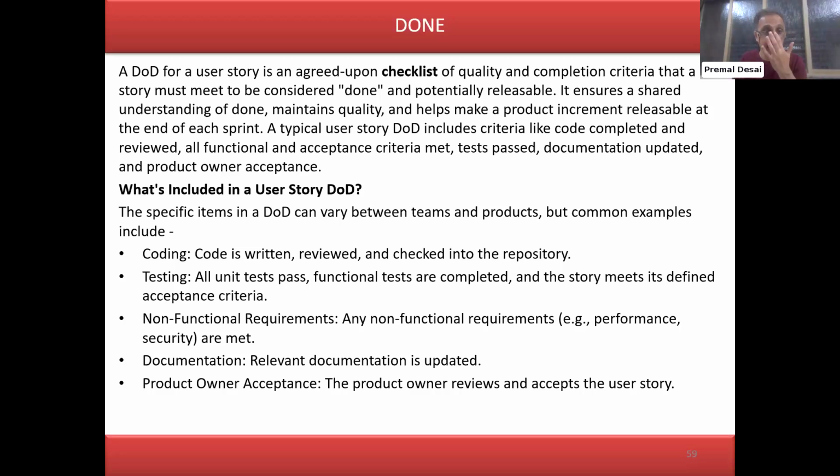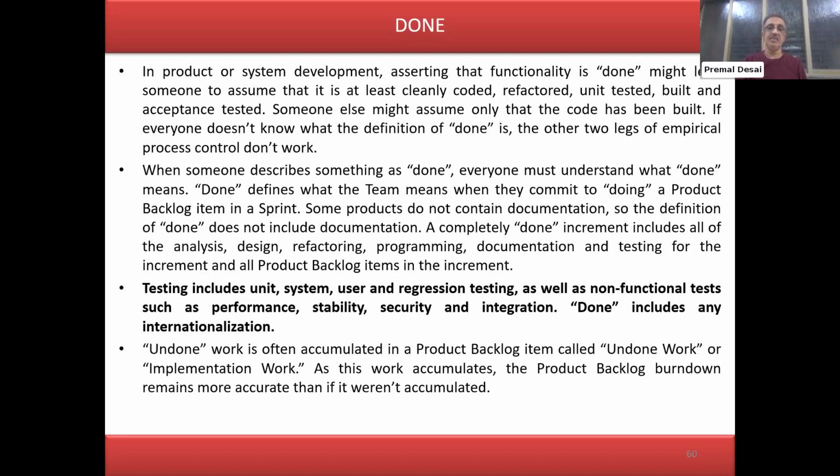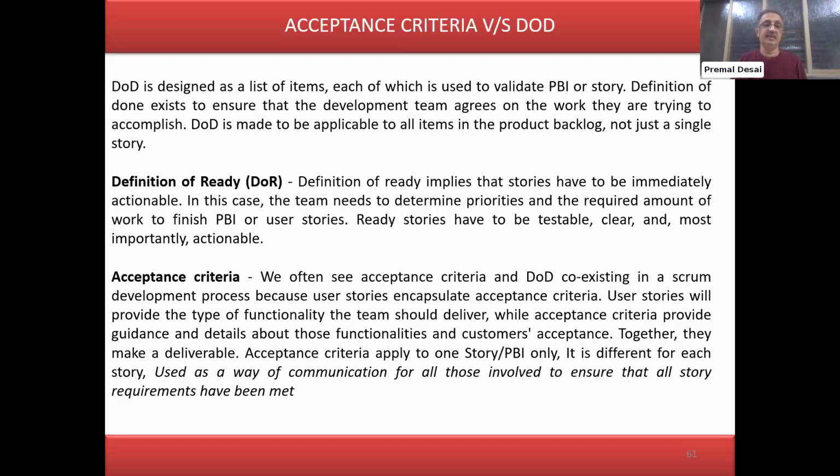So you can see here that a definition of done is having a checklist: coding, testing, non-functional requirement done, documentation, and product owner acceptance. If these 5 are done, my user story is complete. DOD, definition of done, completed. That is what we call DOD. And more details are given on definition of done.